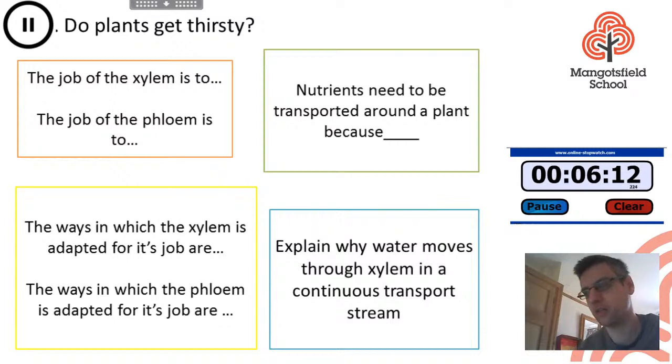So instead it has a xylem taking water straight up from the roots to the leaves for photosynthesis. That's really important. So water needs to be transported up a plant because it's needed for photosynthesis. But as well as that, the sugar, the glucose that is made by photosynthesis needs to travel to other parts of the plant because all parts of the plant need sugar and other nutrients.